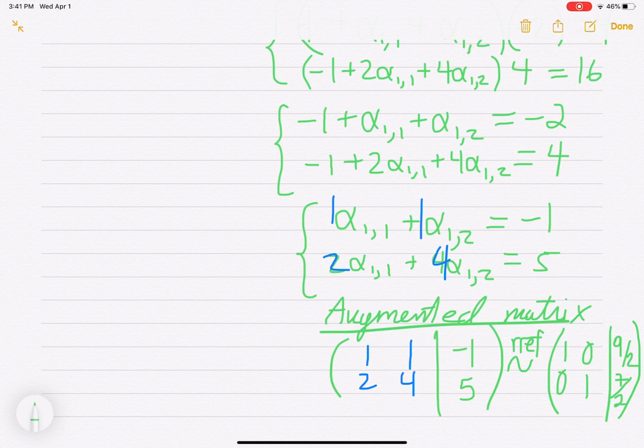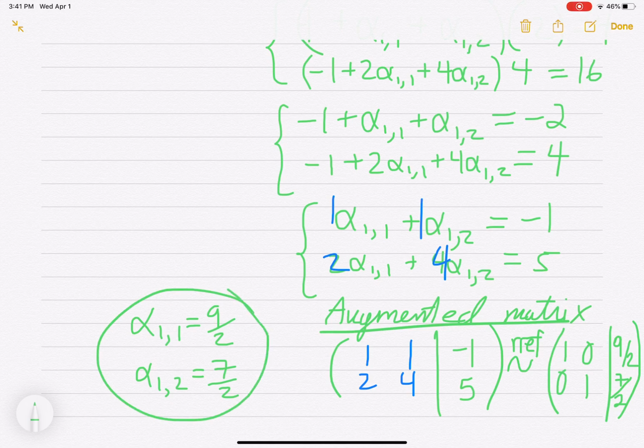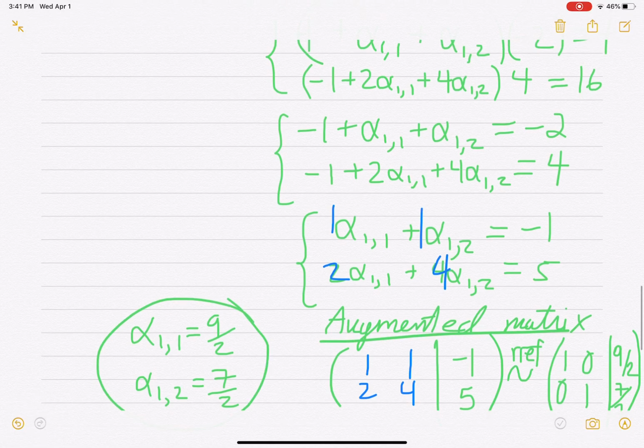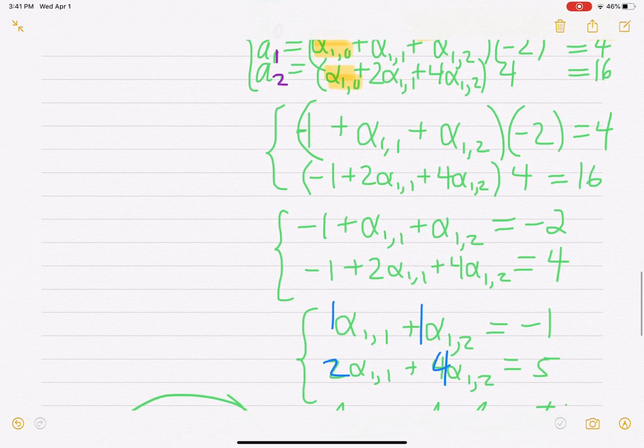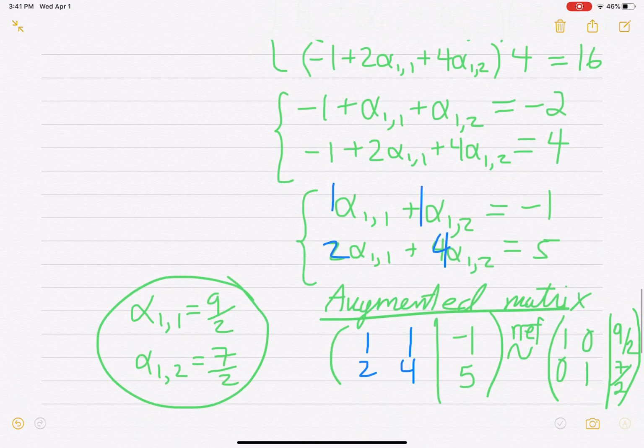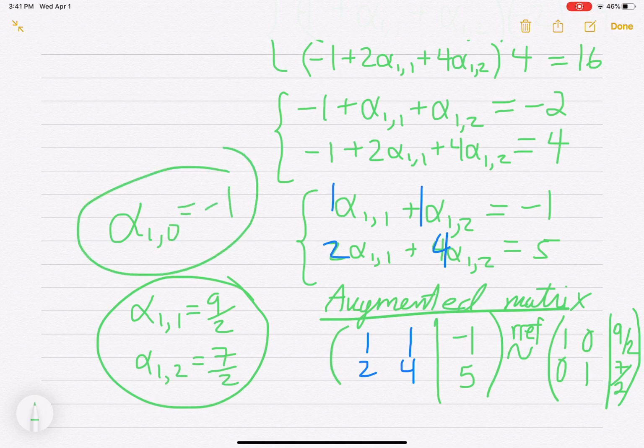So your alpha 1,1 is 9 over 2. Your alpha 1,2 is 7 over 2. And don't forget we had another coefficient. Alpha 1,0 was negative 1. We did that with the highlighter back there. All right, so we got all these constants.